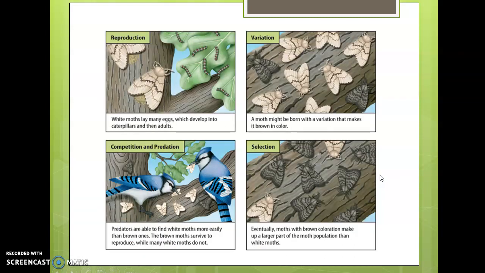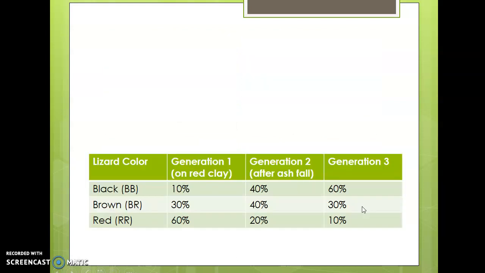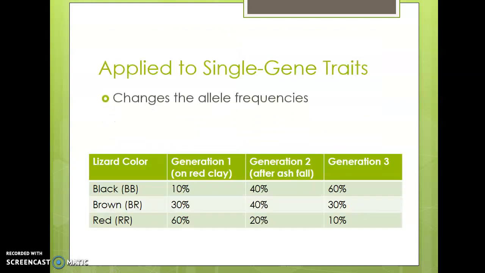This is just another diagram sort of showing these things. Reproduction: we have moths making tons and tons of caterpillars, and they grow up to make more moths. There's some variation, changes in their color. If there's competition, like predation, and some of them are easier for the predators to find, then the ones that aren't easy to find become more common. Okay, so what does this do?